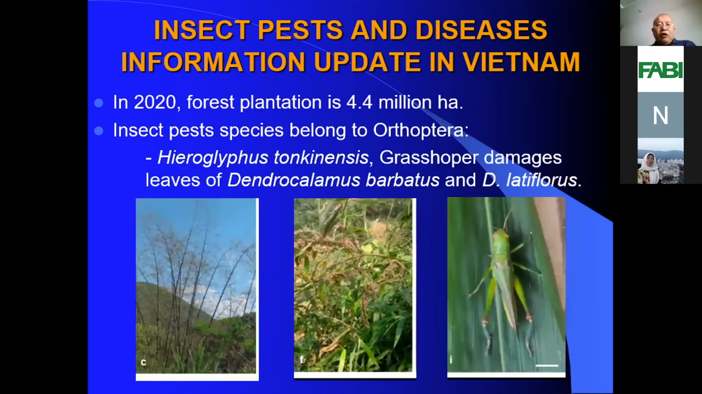The insects belonging to Orthoptera. I talk about the Hieroglyphus, a grasshopper. They eat leaves of Dendrocalamus baccifer and Dendrocalamus latiflorus. This grasshopper eats many species in the agriculture field. Now this insect has changed to damage bamboo trees.